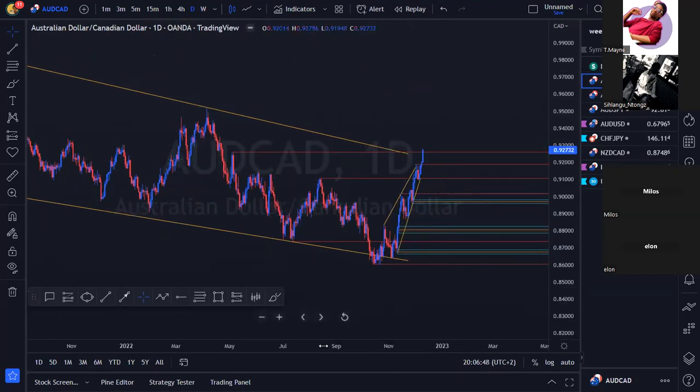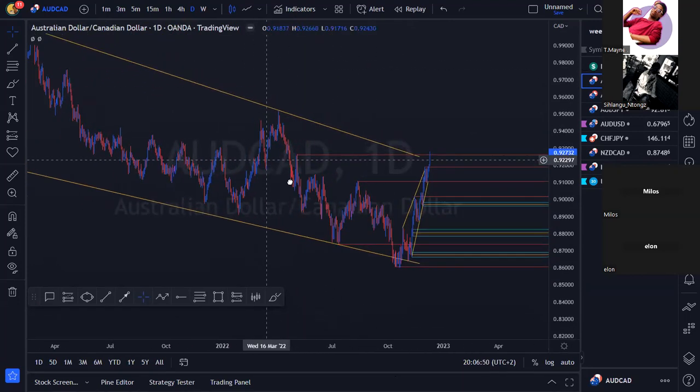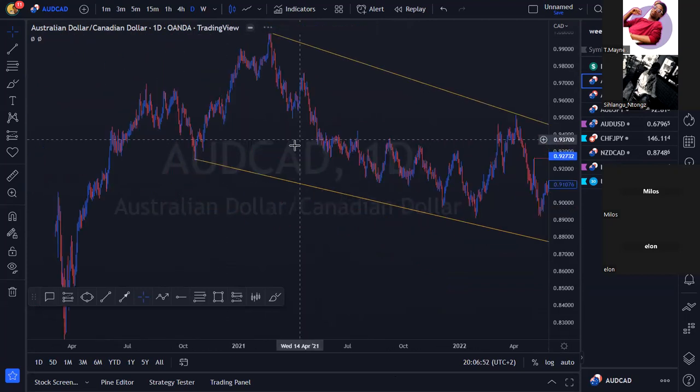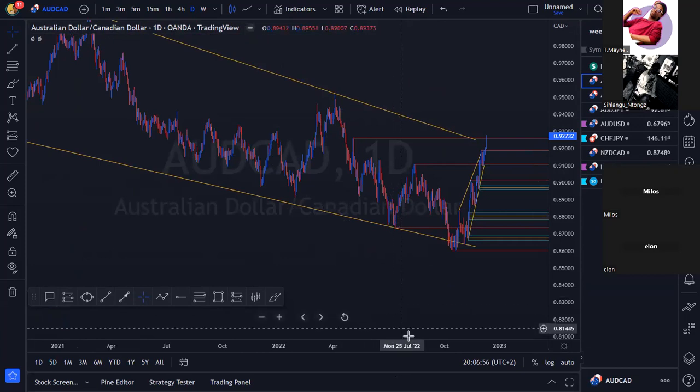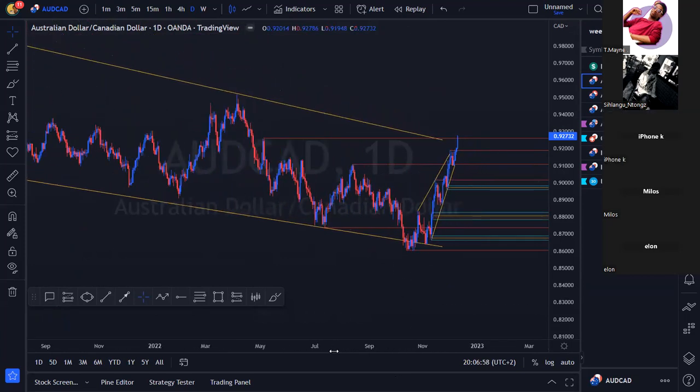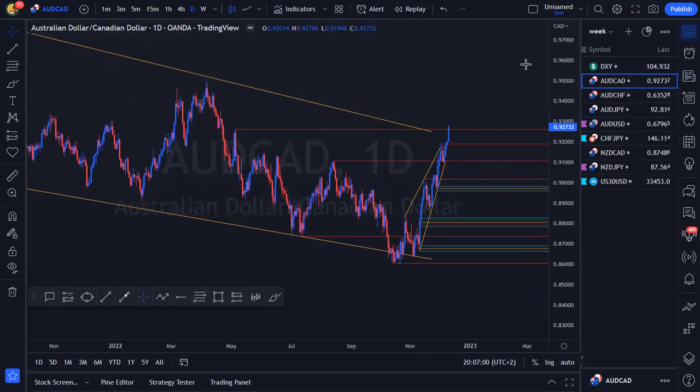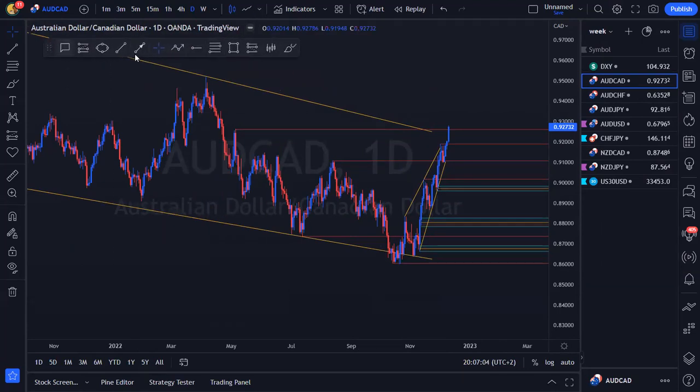So otherwise, getting into Aussie CAD, just our general structure from a daily or from a higher time frame, at least we've got momentum. We're inside of this corrective structure, but our focus is basically just on this most recent price action. So most recent price action on a daily.